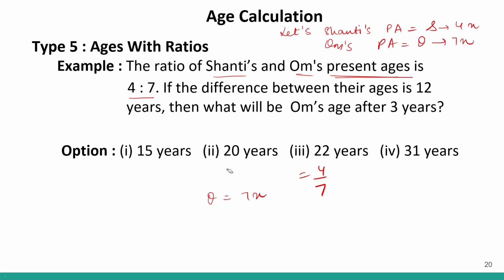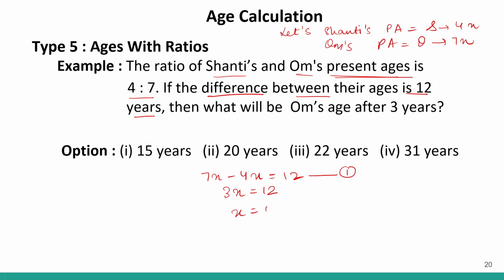Now, it is given to us that the difference between their ages is 12 years. So the difference between Shanti's and Om's age, 7x minus 4x, is given to us as 12. Based on this equation, this is equation number 1, can I find the value of x? There is only one variable, yes. So this will be 3x equals 12. So x will be how much? 12 divided by 3, which is 4. So I have found the value of x, which is 4.